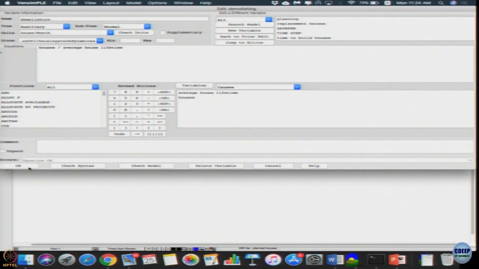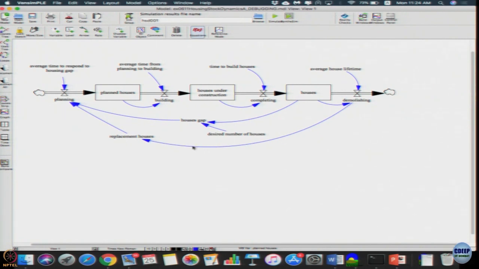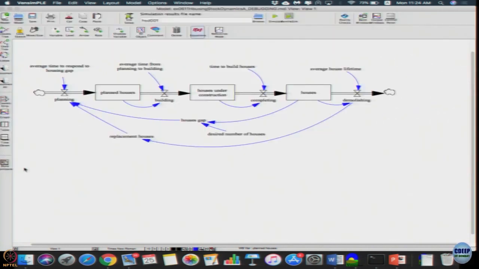Demolishing is houses divided by average life, completing is houses divided by time to build houses. Building is planned divided by average time, which is all fine, and whatever is getting demolished has to be replaced, plus wherever there is a gap in houses, that also has to be planned for. So the planned equation includes replacement plus house gap divided by average time to respond to housing gap, which is also another first order delay. So both are captured. The model seems now reasonably complete.